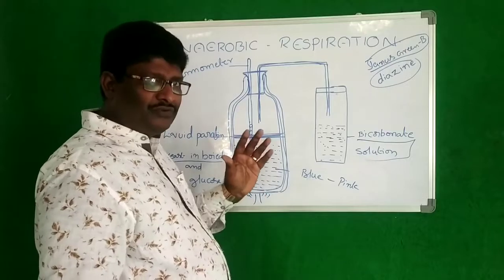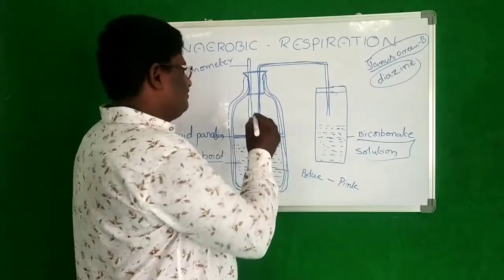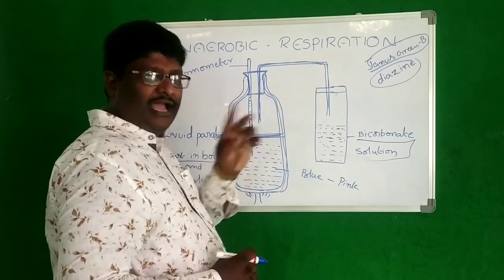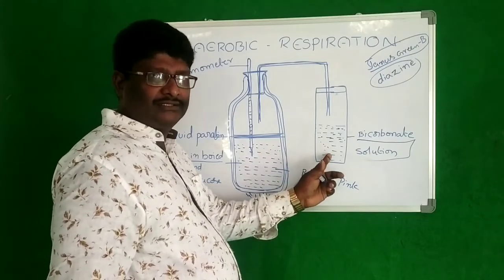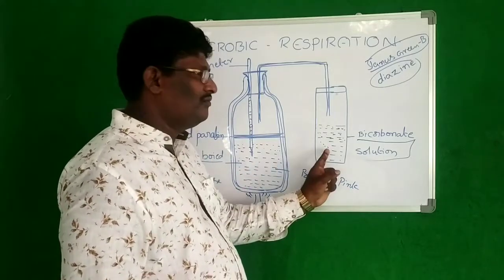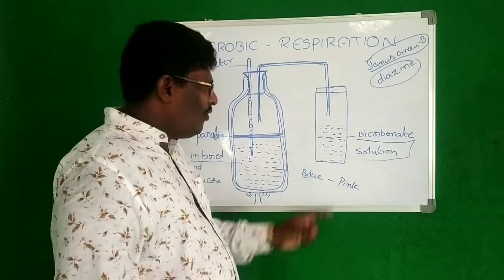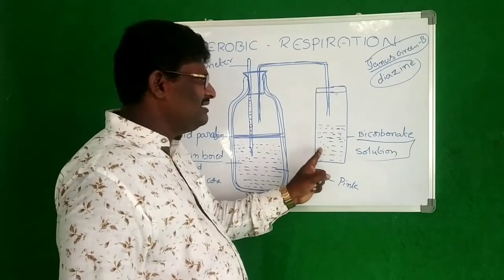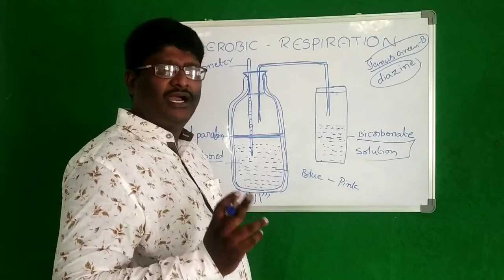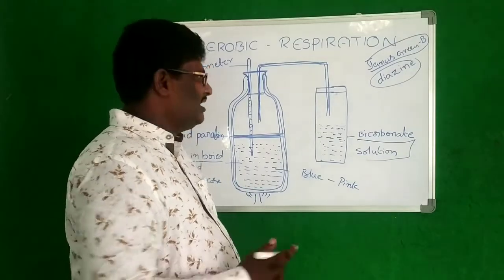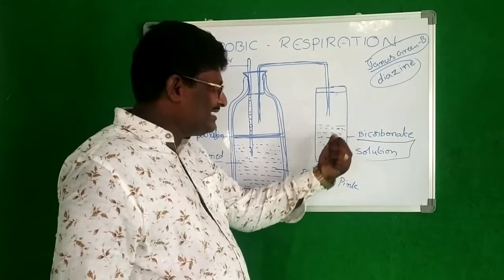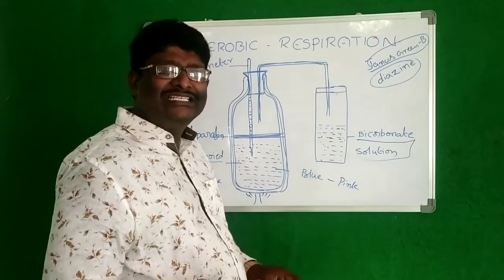After 24 hours, if you observe, the thermometer temperature increases. And also, if you see the lime water, the lime water has turned milky white. Why? What is the reason for the lime water turning milky white? How does it take place? Because when carbon dioxide enters this lime water, it turns milky white.